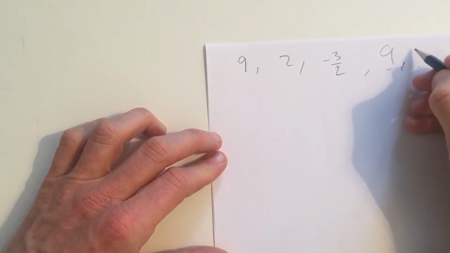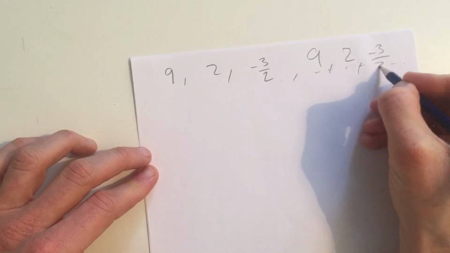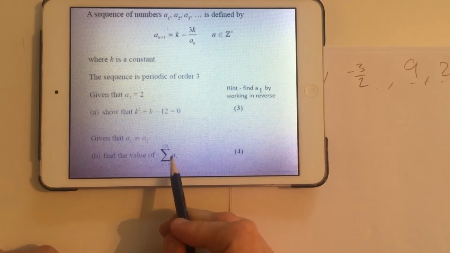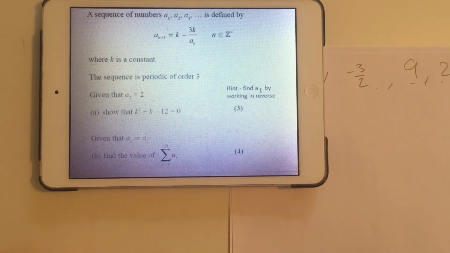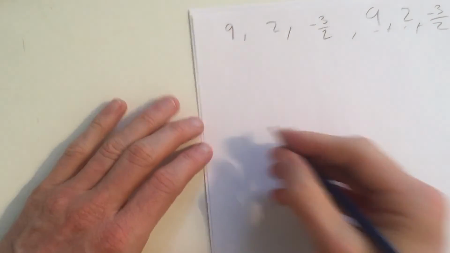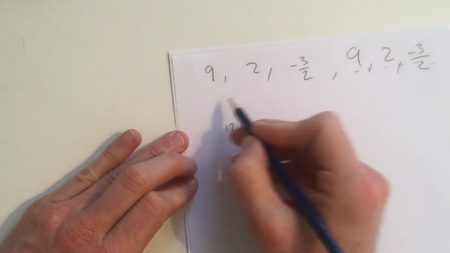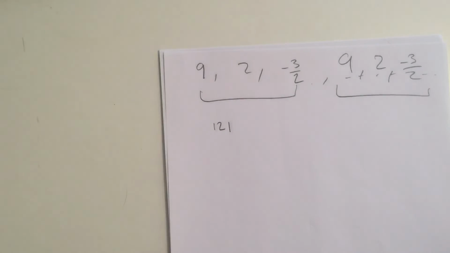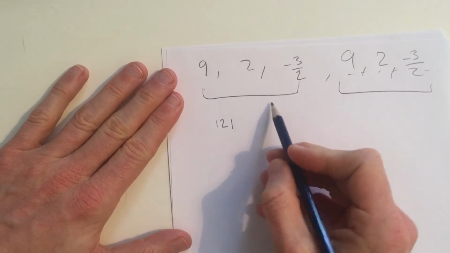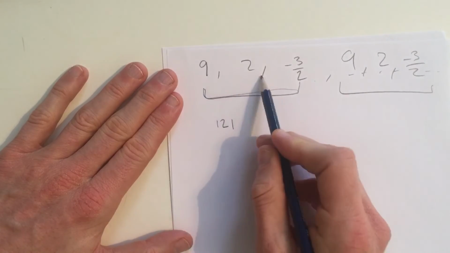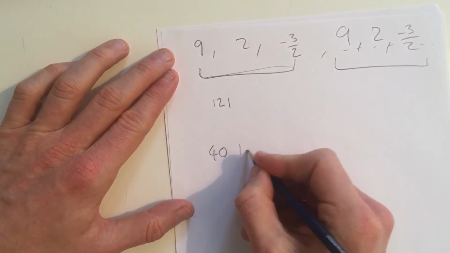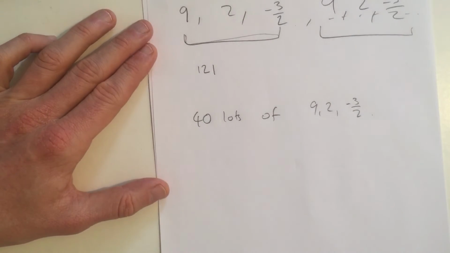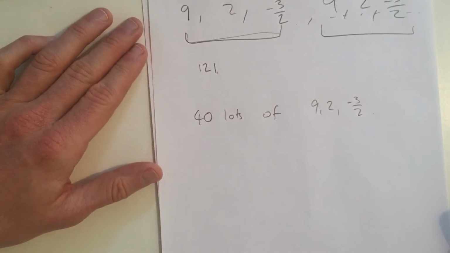The fourth term would be 9, the fifth term would be 2, the sixth term would be minus 3 over 2, and so on. We want the sum from the first number up to the 121st number. So if I need to add 121 terms here, well, I know that they appear in groups of 3. So I know that I will have 40 lots of these 3 terms would make 120 terms. And then I'd have one extra one on the end.